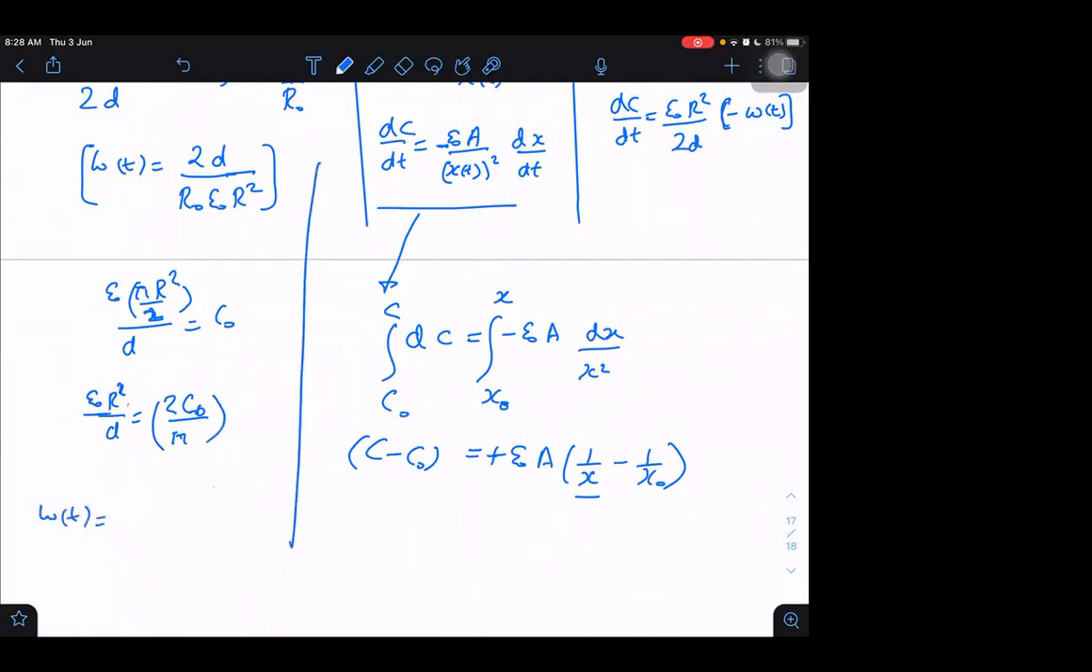Pi by c naught r naught. Pi by c naught r naught. Pi by the time constant, right? Initial time constant. Pi by initial time constant.